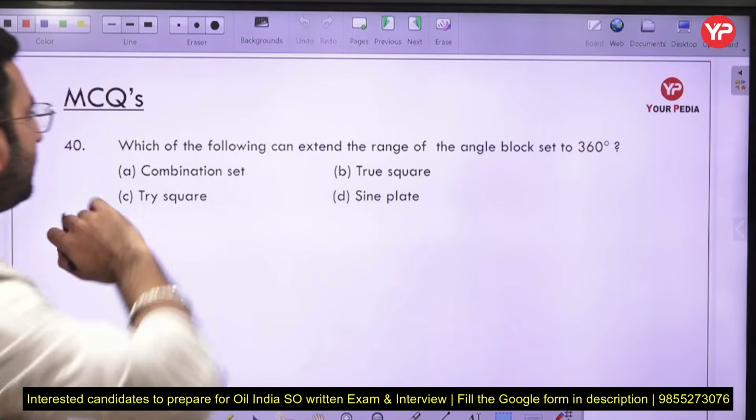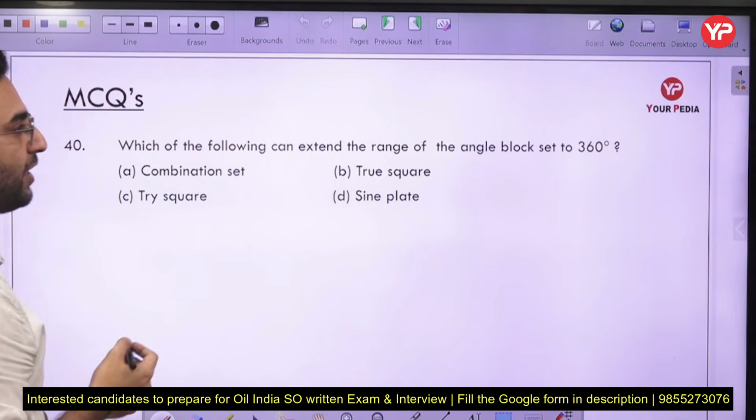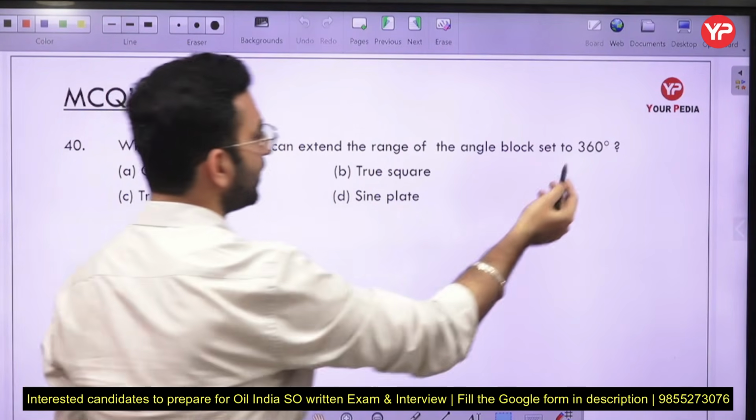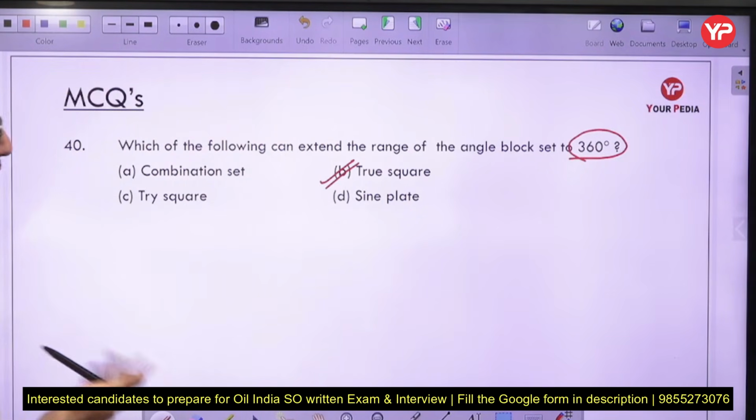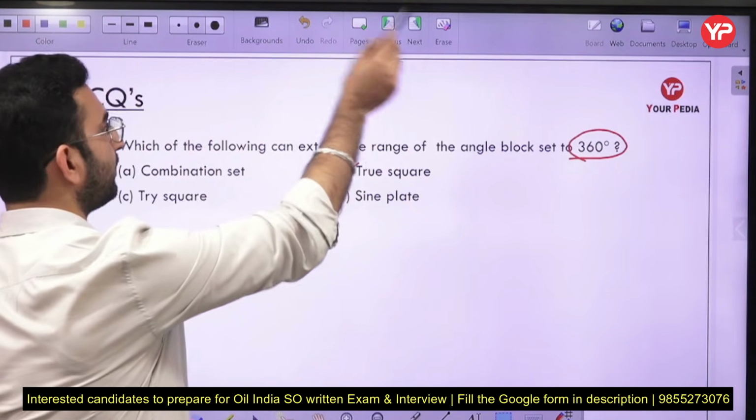Coming back to the next question, which of the following can extend the range of an angle block set to 360 degree? In this case, the true square is basically used to extend the range here. So option number B is the correct one.